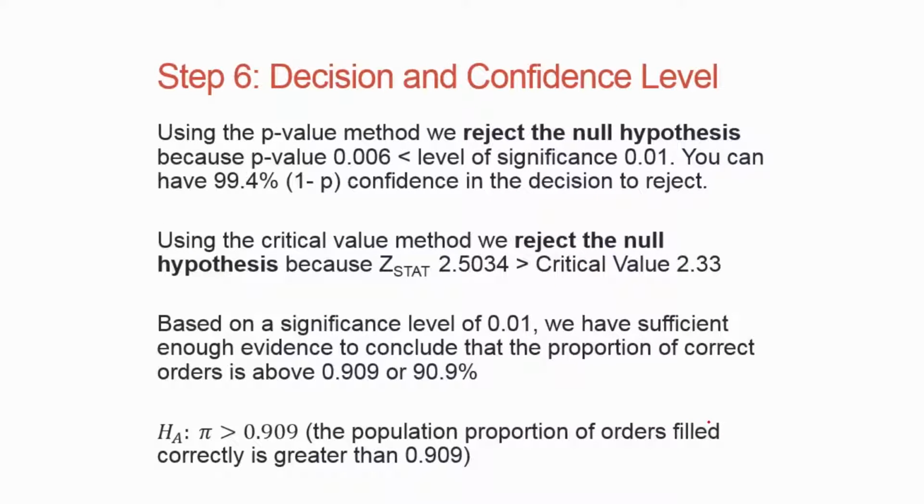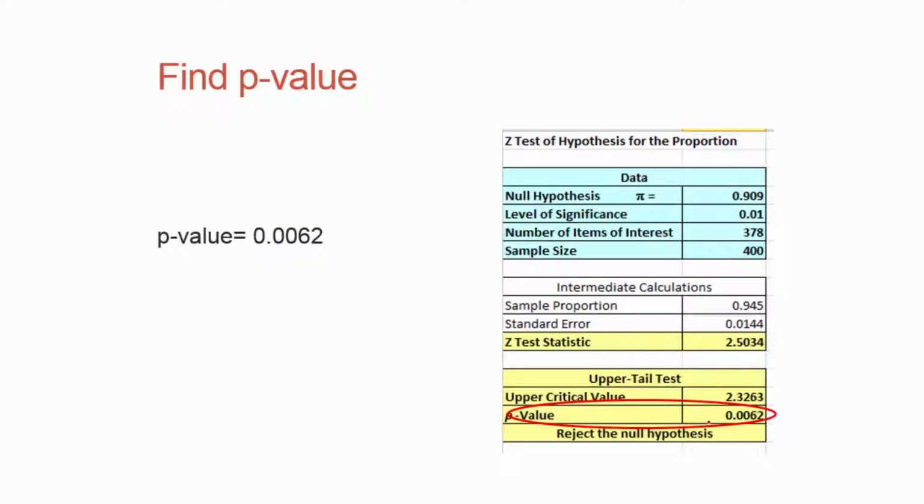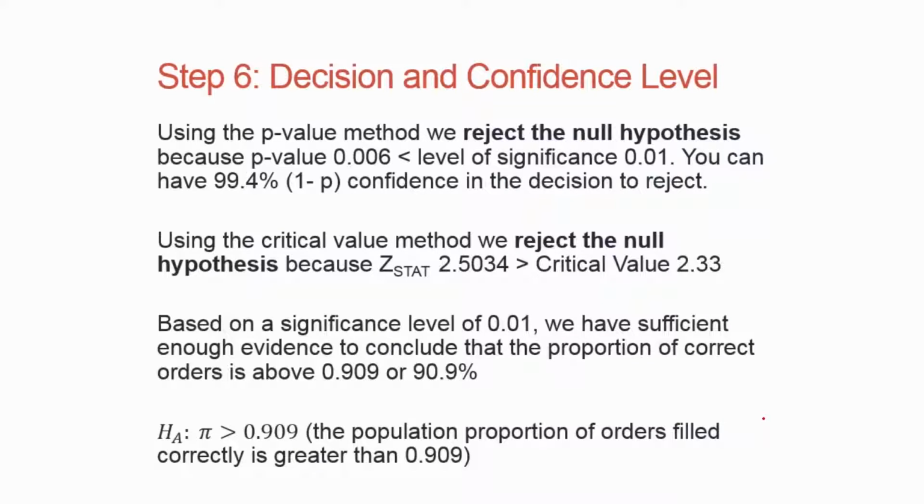Here's step 6. It says we can use the p-value method as one way of deciding. So the p-value says 0.0062, and that is less than 0.01, which is my alpha level. So therefore, I can reject the null. So using the p-value method, we reject the null because p, 0.006, is less than 0.01. And if I take 1 minus p, that gives me 99.4% confidence in my decision to reject the null.